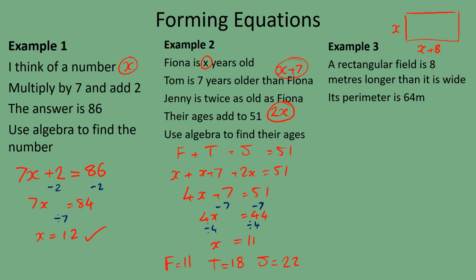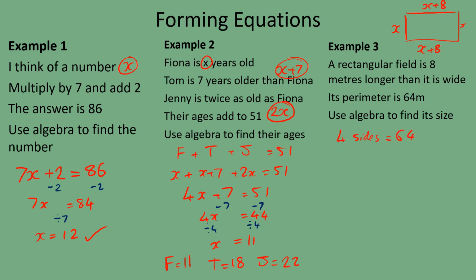We're told its perimeter is 64, so perimeter is all the way around the outside of that shape. So it's all 4 sides added together. We want to use algebra to find the size of the field. So, I filled in the wrong things there, shouldn't I? Yeah, it should be like that. X plus 8. So, all 4 sides added together equals 64.